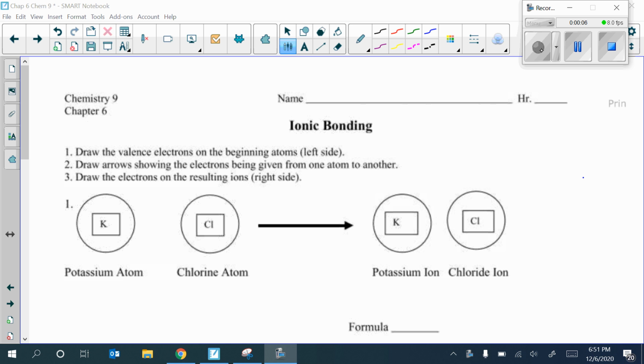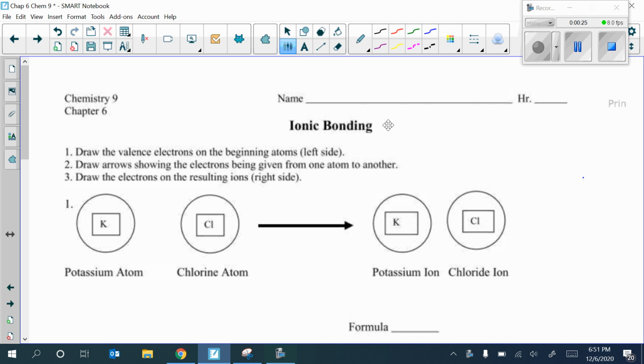We are going to continue our discussion on ionic bonding. And instead of putting things in our notebook, we're just going to jot a couple things down right here on these worksheets that you should have. If you don't have the worksheets, then you can go ahead and just put this in your notebook. Okay, so we have ionic bonding.